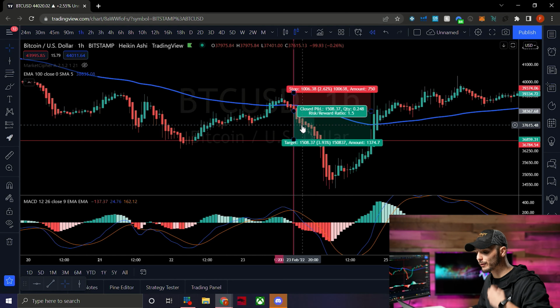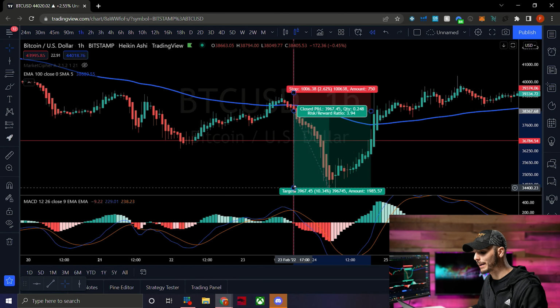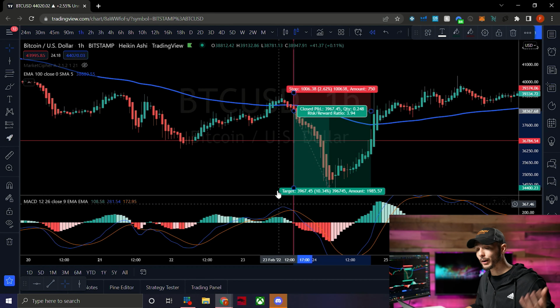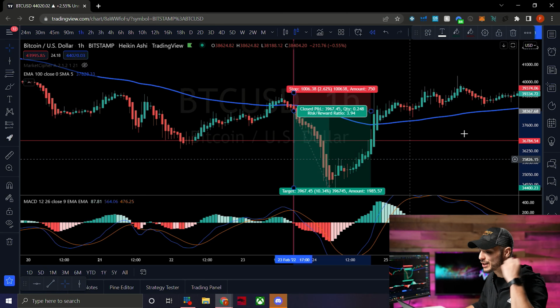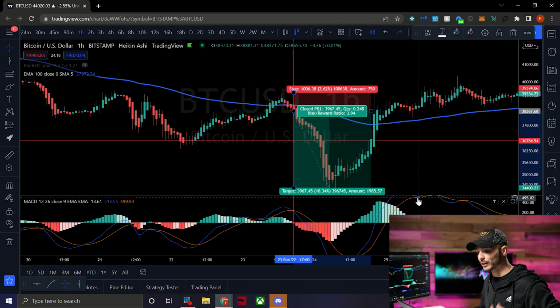You could take about 50% out of your position and then let the rest ride. If you did let the rest ride, you could have ridden it all the way down to here for about 10% profit, or 100% profit with 10x leverage. So very, very powerful. Now let's see if we could find another example of a short position.